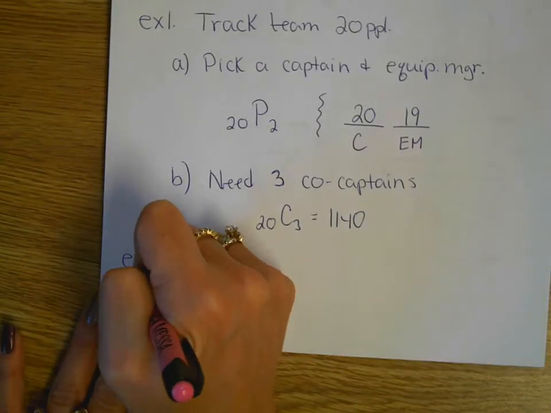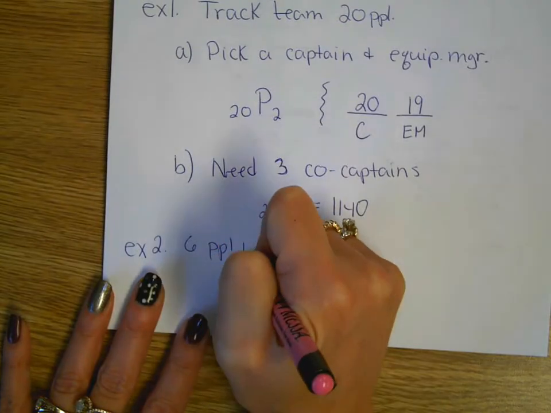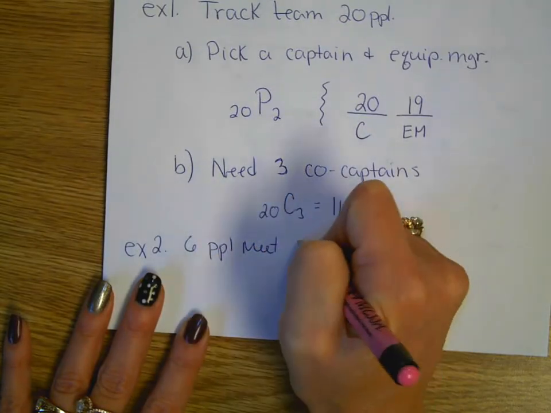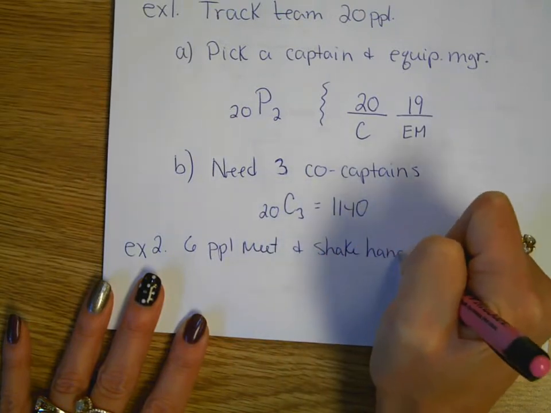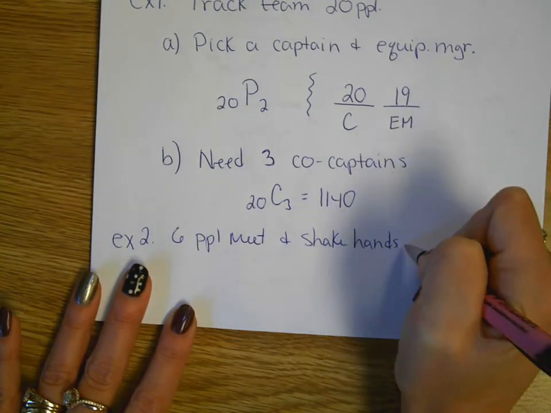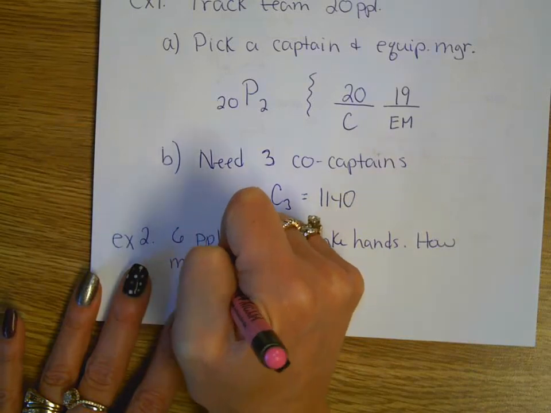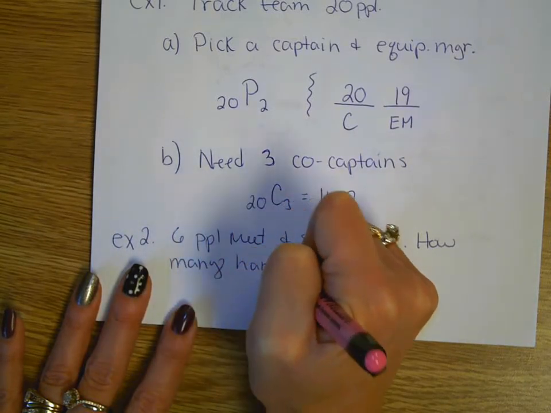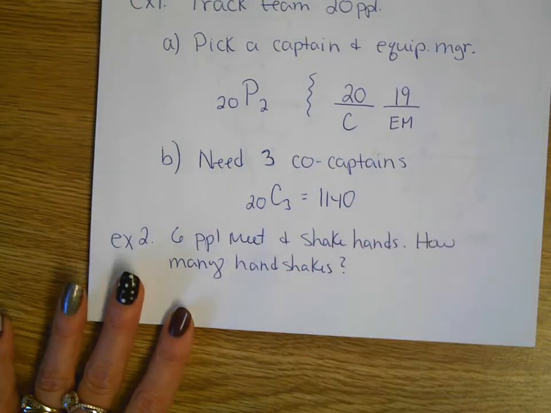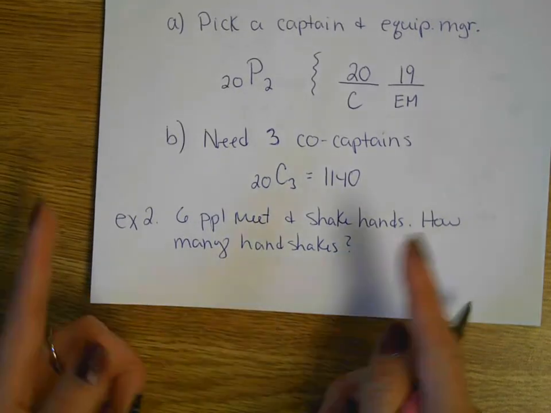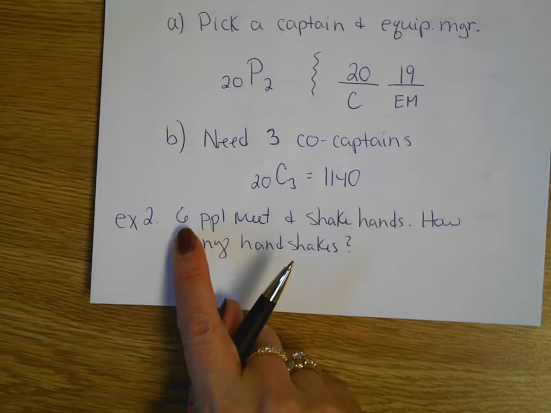Okay, number 2. 6 people meet and shake hands. So everybody's got to shake hands with every other person there. How many handshakes are going to take place? Well, really, I'm just asking to shake hands. I'm pairing up the people. I need to know how many ways there are to pair up two people out of these 6.